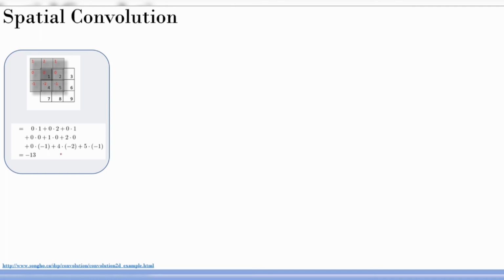So here everything goes off, it will be only minus 8 plus minus 5, which is minus 13. So minus 13 should go and sit over that space in the output image. Now you go ahead.